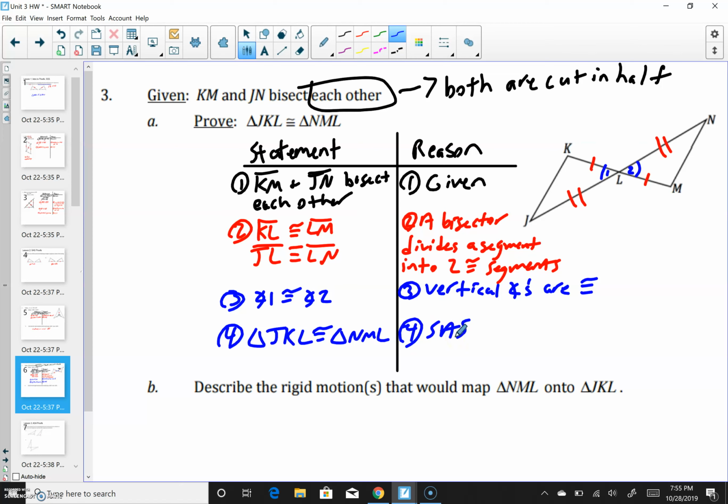This one also asks to describe a rigid motion or motions that would map NML onto JKL. The one thing I want you to notice is the order of the letters. The N and the J match up, your K and your M match up, and then obviously your L's are going to be the same in the middle. So it's going to be a rotation of 180 degrees, centered at point L, that meeting point between the two triangles. That would get N on top of J, and M on top of K, and obviously the L would just stay the same.